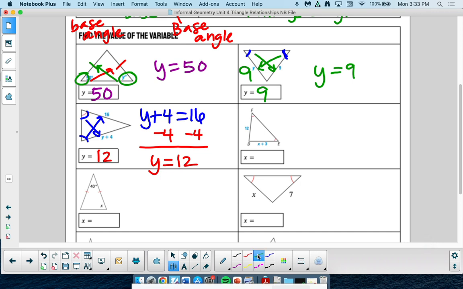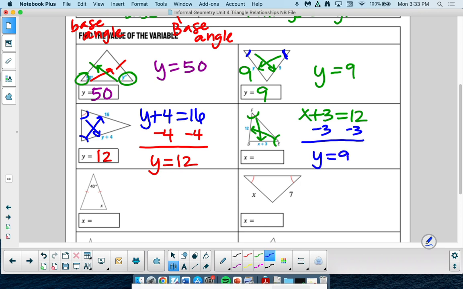Okay, let's try another one. Again, there's a base angle, so there's a leg, here's a leg. So they have to be the same, right? So x plus 3 equals 12. Subtract 3 over. x equals 9.